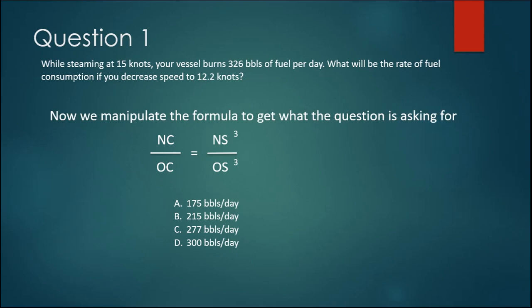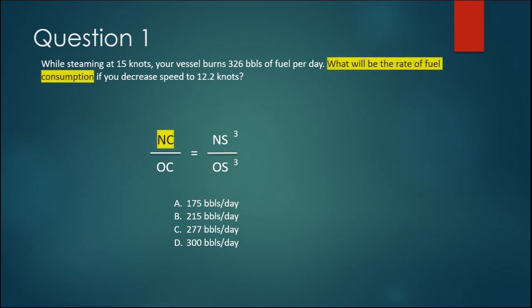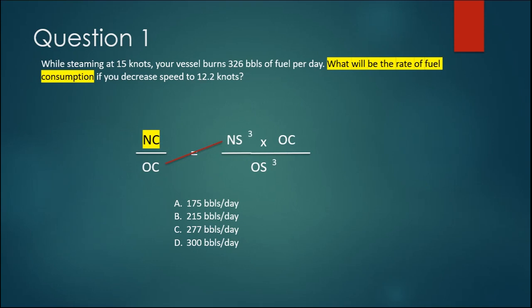And now we just go to the question and figure out what it's asking for and manipulate the formula around to get the right answer. Here the question wants to know what will be the rate of fuel consumption. So we're looking at a new consumption problem. We'll get new consumption on the left side of the equal sign by itself by taking the old consumption from the bottom left and moving it to the top right. Now we have an equation we can work with, so let's go to the problem and start pulling numbers.